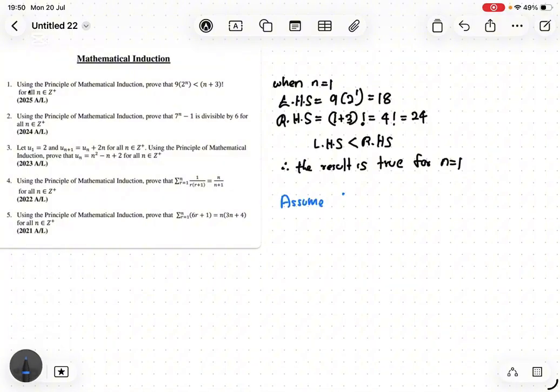We have to assume that the result is true for a random value. The result is true for n equals k. අපි integer set එකේ value එකක් ගන්නවා k කියලා. n equals k කියලා random value එකක් ගන්නවා. එයාට අපි මේක හරි කියලා හිතනවා. k is also a positive integer, right?